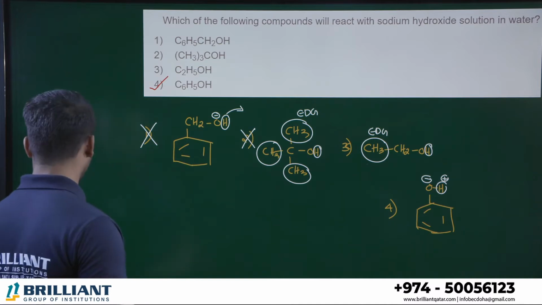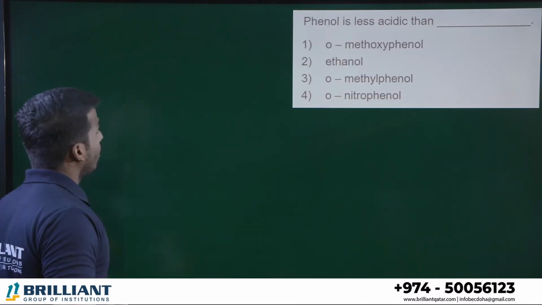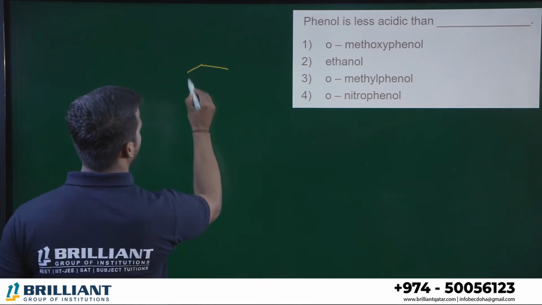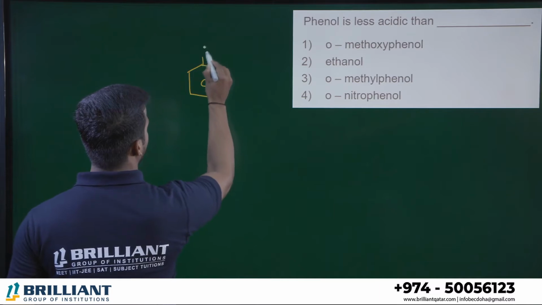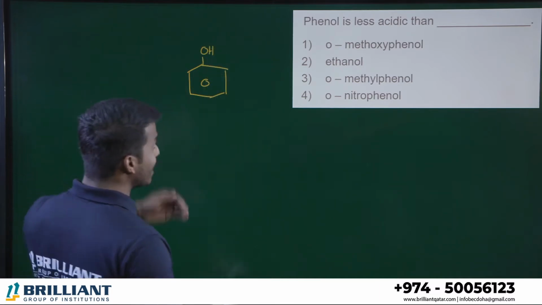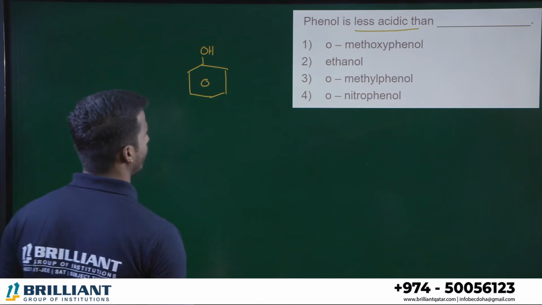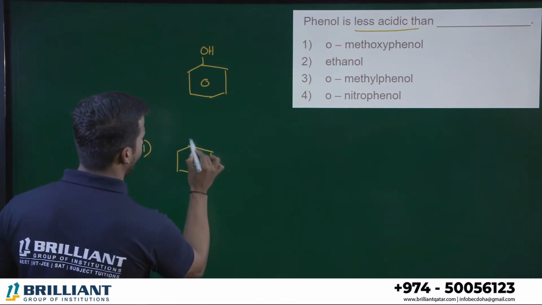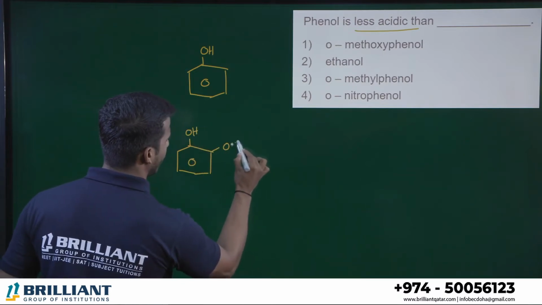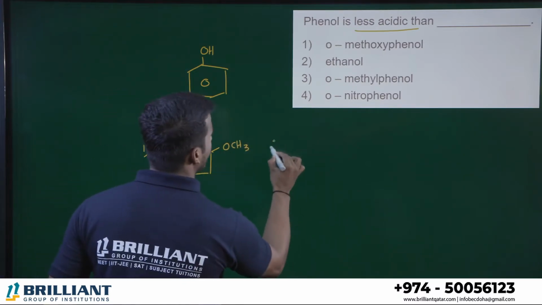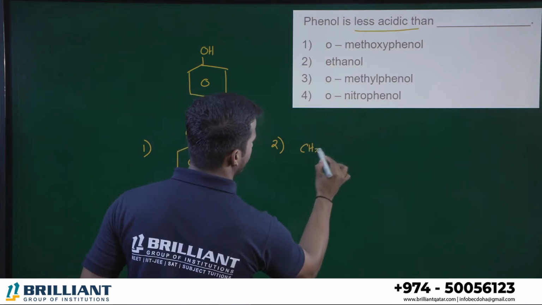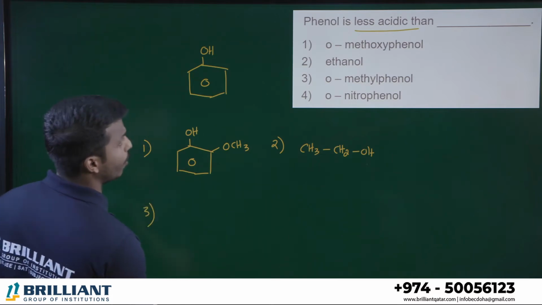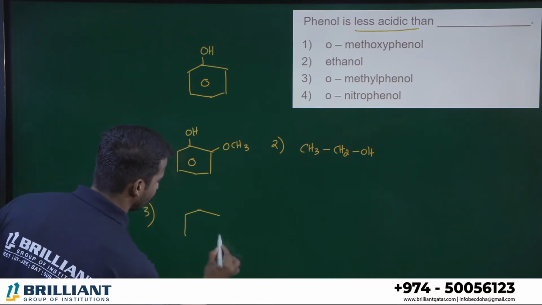Alright, let me go to the next question. Phenol is less acidic than which compound? The master compound here is phenol. This is less acidic than which of the following compounds? Option number 1 is ortho-methoxyphenol, with the methoxy group at the ortho position. The second compound is ethanol, CH3CH2OH.